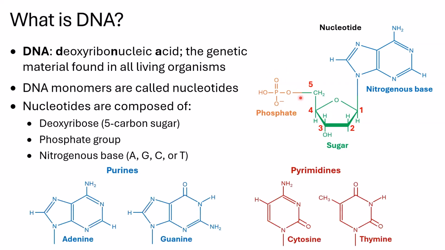DNA has 4 different nitrogenous bases. Adenine and guanine, referred to as A and G, are purines, which are nitrogenous bases with 2 rings. Cytosine and thymine, referred to as C and T, are pyrimidines, which are nitrogenous bases with 1 ring. As we will learn, a purine will always form a pair with a pyrimidine, and specifically, an A will always pair with a T, and a G will always pair with a C.